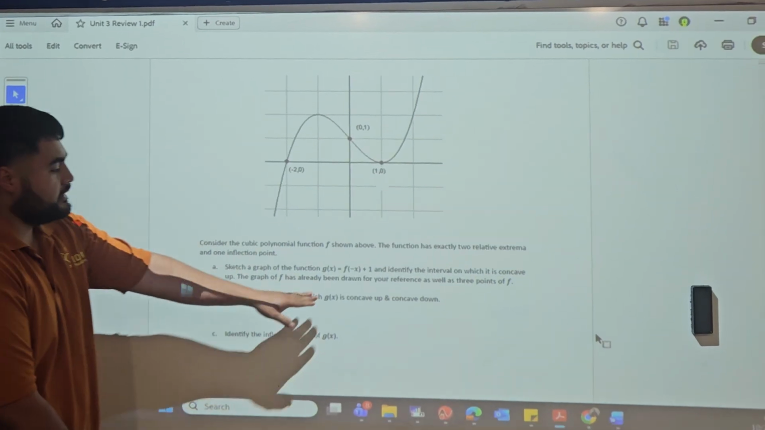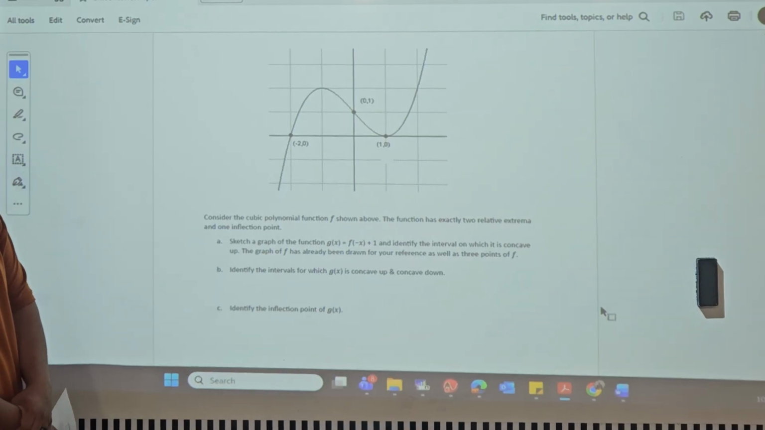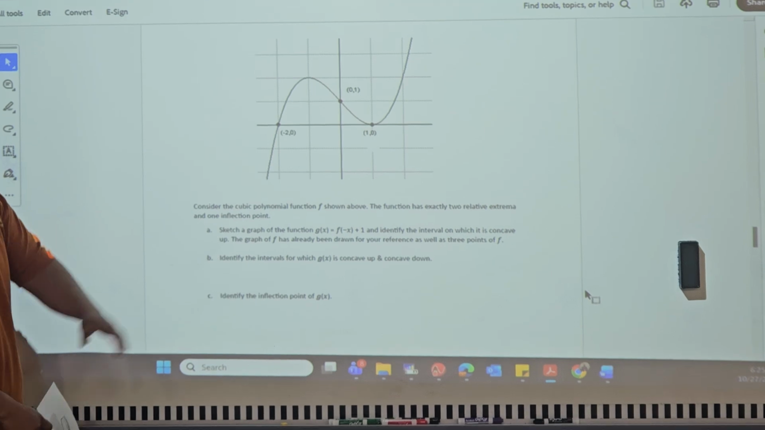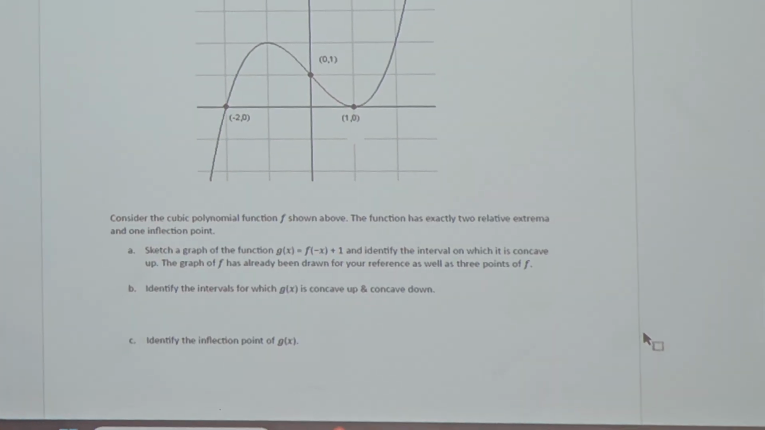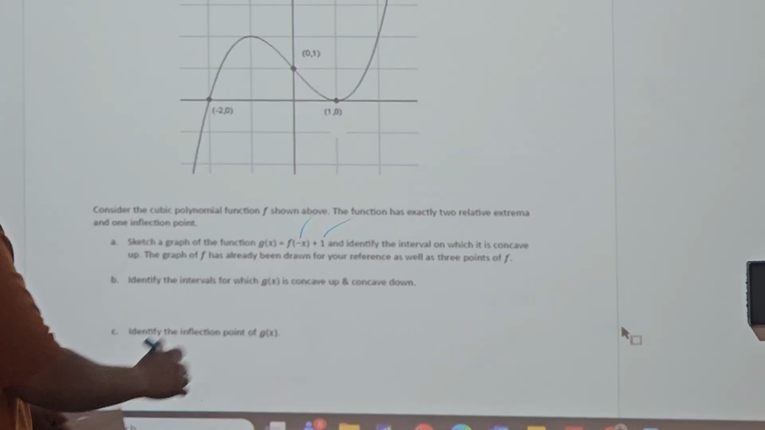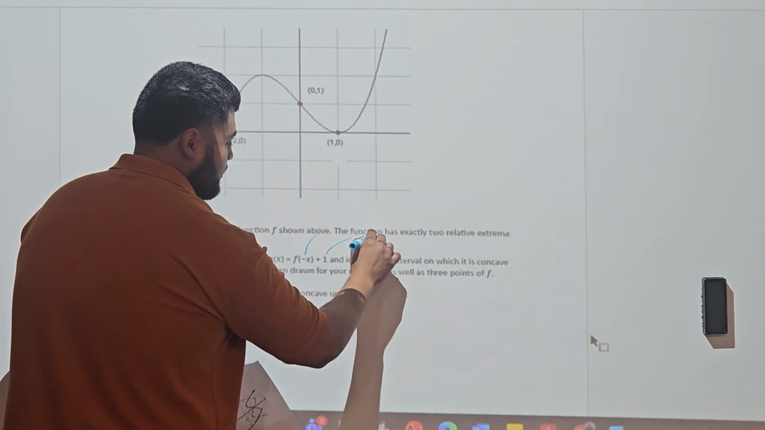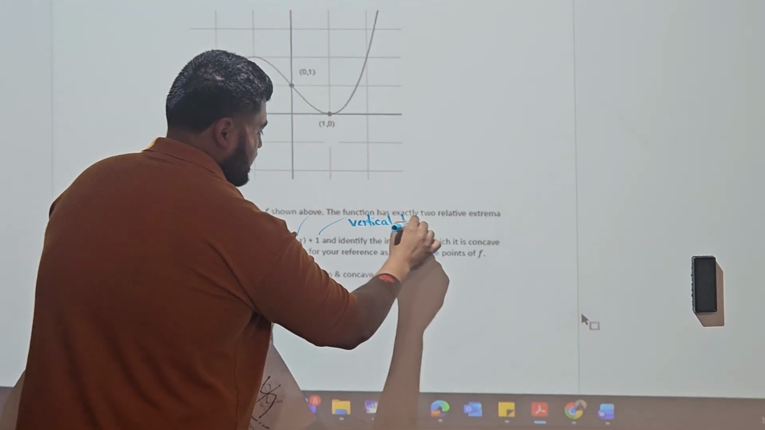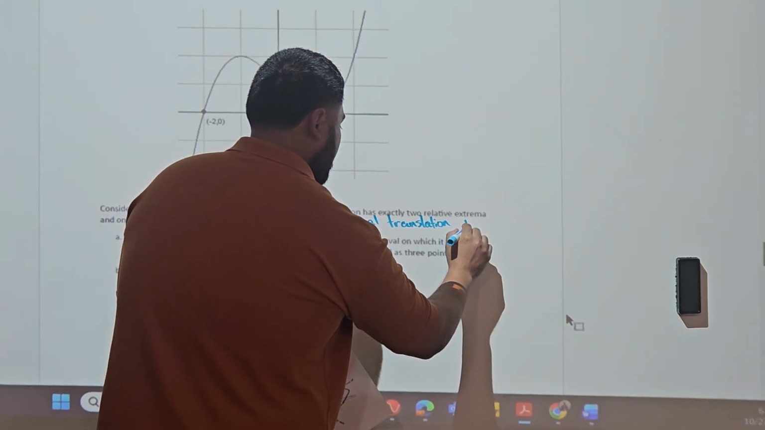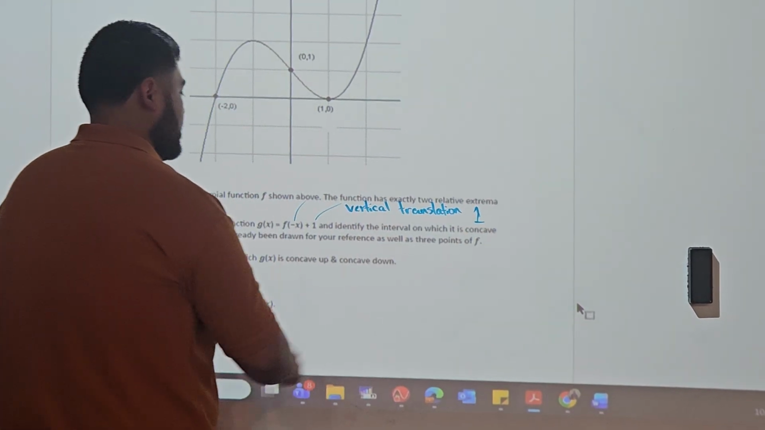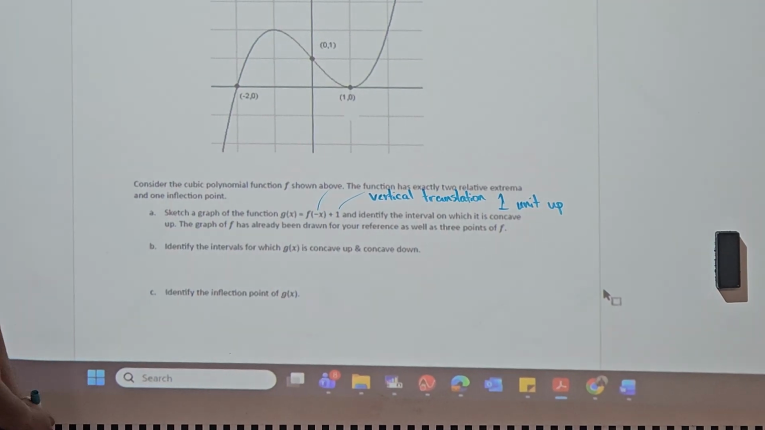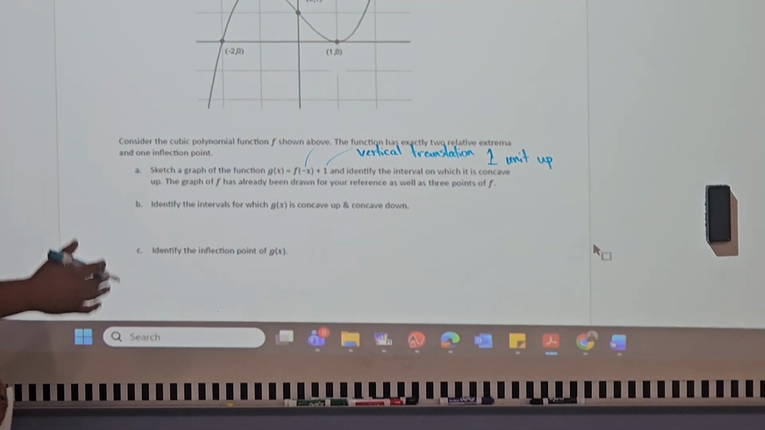If I look at this, over here it says that g of x equals f of negative x plus 1. So we're transforming this graph, right? There's two transformations, one inside parentheses and one outside. Let's start off with the easy one. Vertical translation, one unit up. Anything outside parentheses is vertical, right?